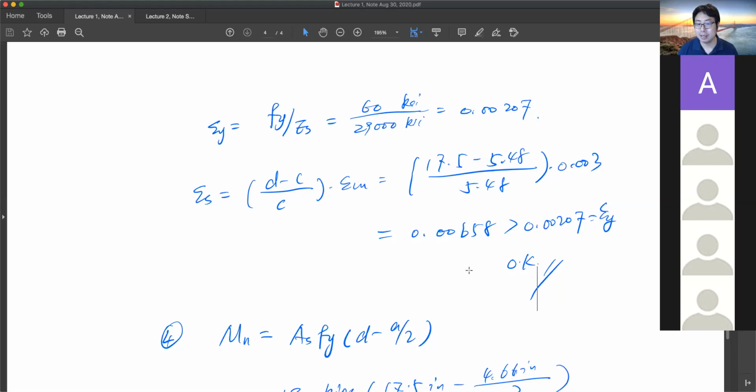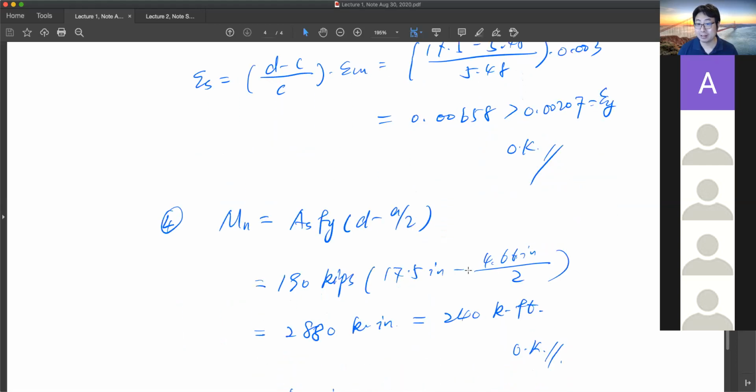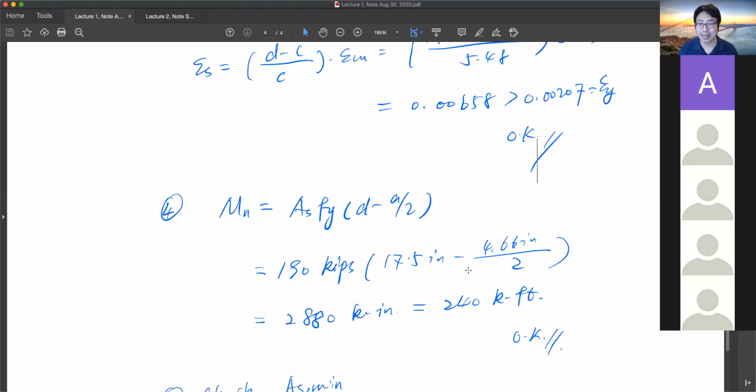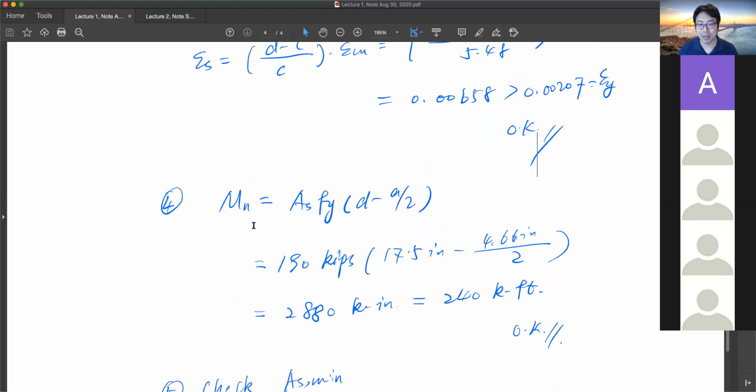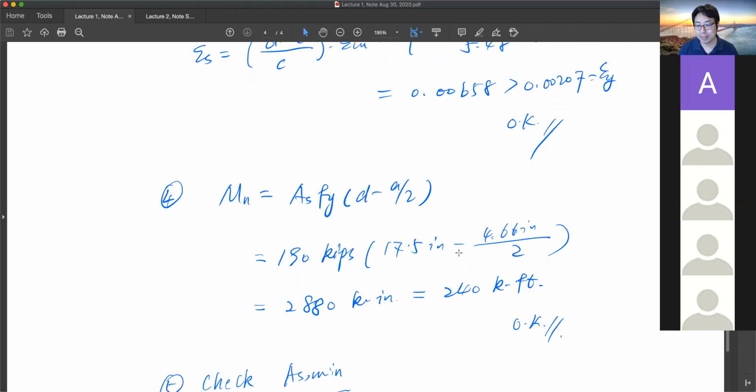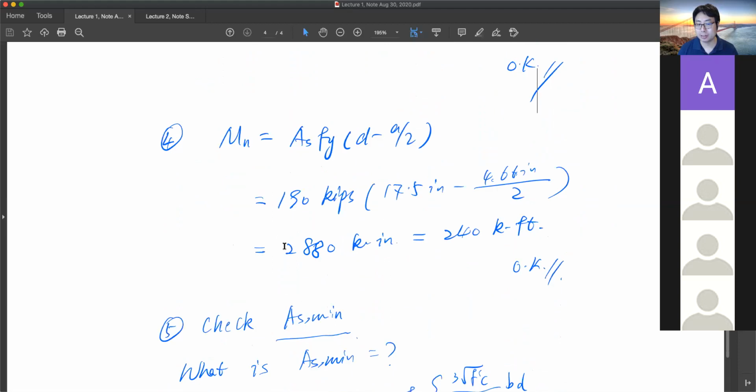So the whole idea is to verify that it is yielded. Once I have that verification, I bring the equation back here and use my nominal moment strength equation Mn equals tension force As Fy multiplied by distance d minus half a, and I bring the numbers in. I got a total moment resistance of 2,880 kip-inches. And I convert that into kip-feet by dividing by 12, I get 240 kip-feet, and I'm okay.